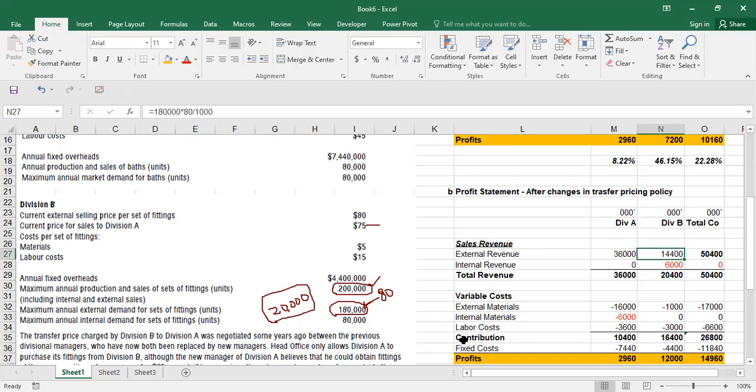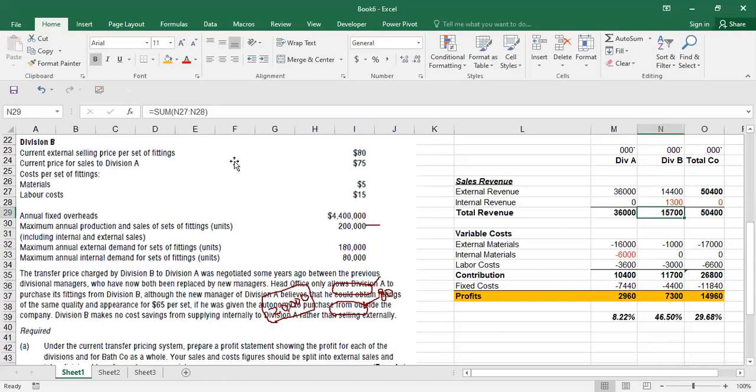Are you clear on that, Karthik, Ambar, Aziz? Yes, sir. And what will be the internal revenue? 20,000 units multiplied by $65 divided by 1,000. You know, where did I get this $65? Because division A said that I can buy from outside from the market for 65. So division A will have no reason to pay more than 65. And that's why we just take 65 here.